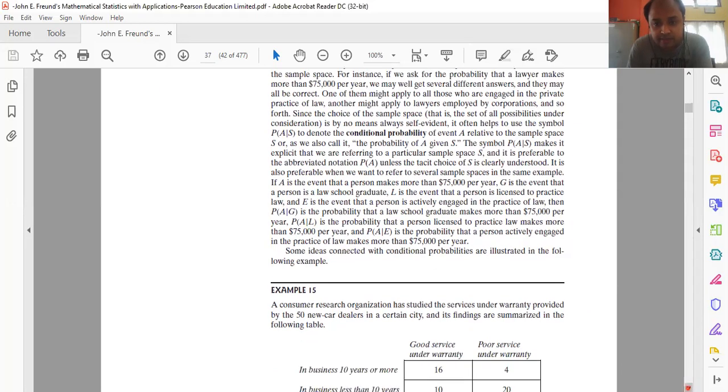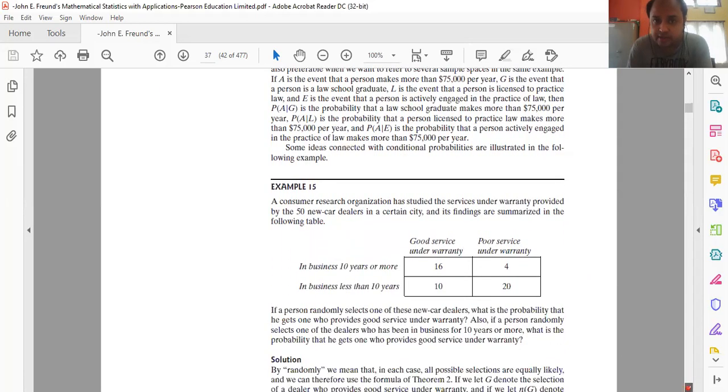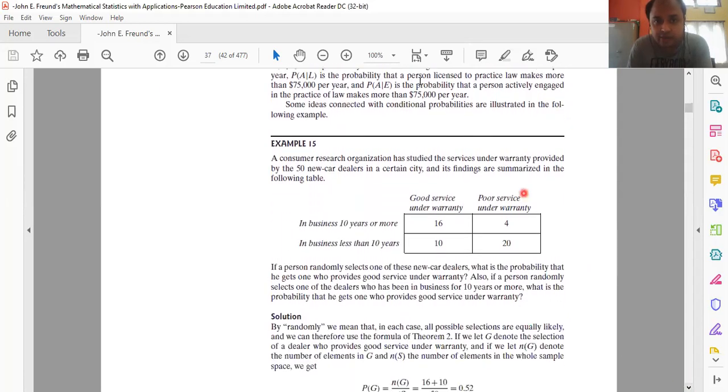So here is an example. They have provided a very good example, so I have decided to discuss it with you. The question is: a consumer research organization has studied the services under warranty provided by the 50 new car dealers in a certain city, and its findings are summarized in the following table.